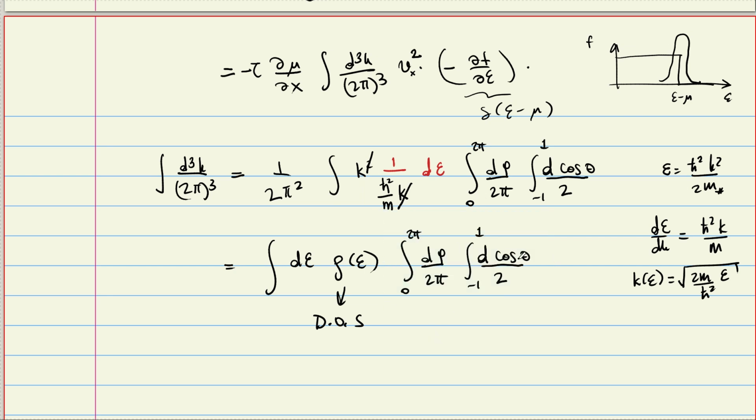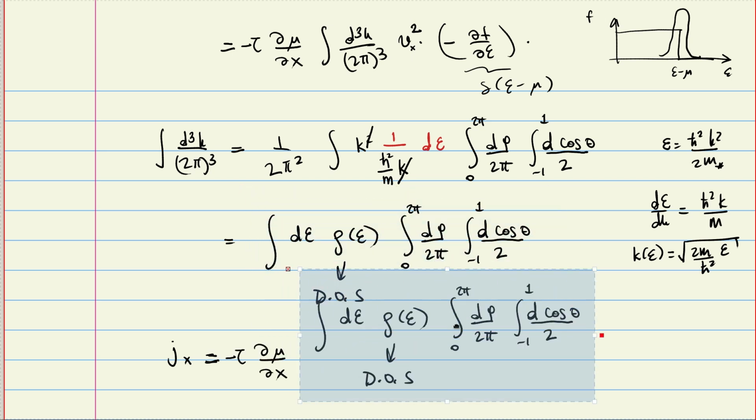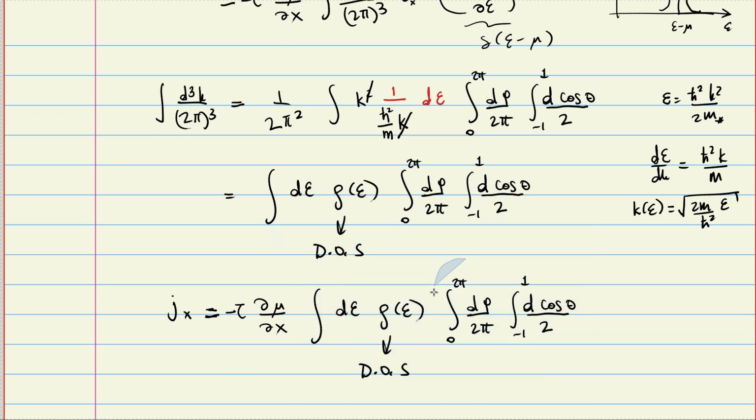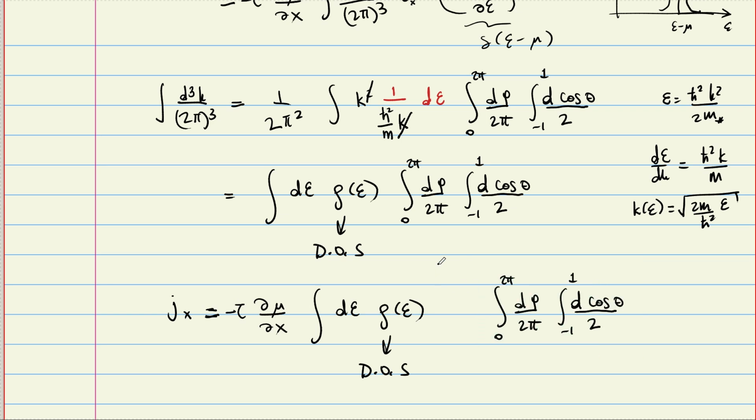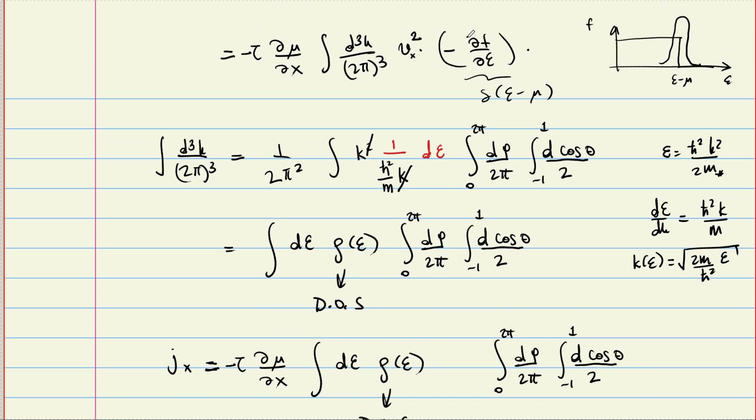Good. Now I'll substitute this integral here, and I'll just take the integral. If you remember, we are trying to calculate jx, equal to this guy and this guy. The epsilon-dependent part is here. This is delta of epsilon minus mu, and here I have Vx squared, and for Vx squared I'm going to substitute V Fermi squared times cosine squared theta. Good.